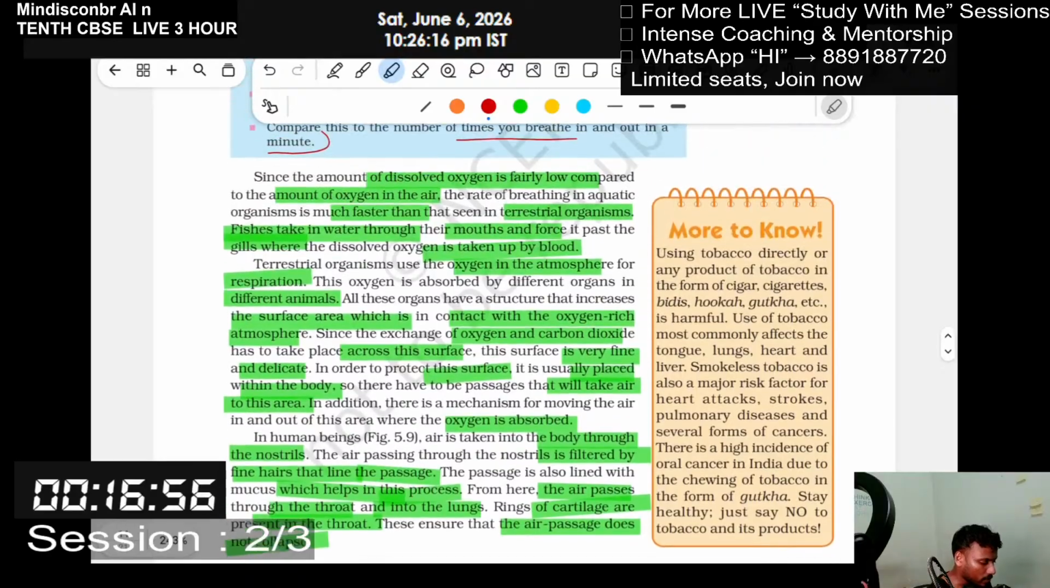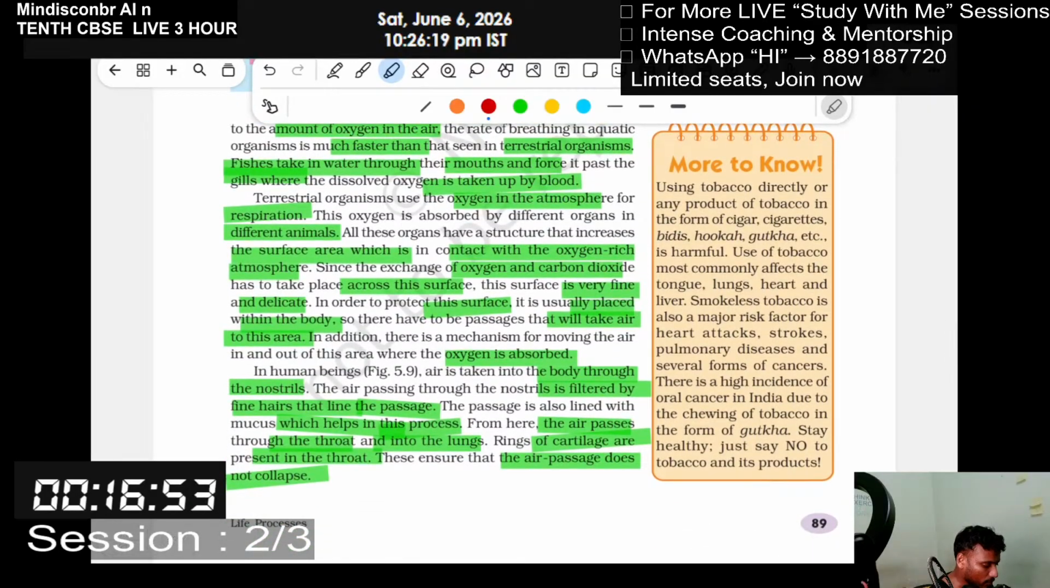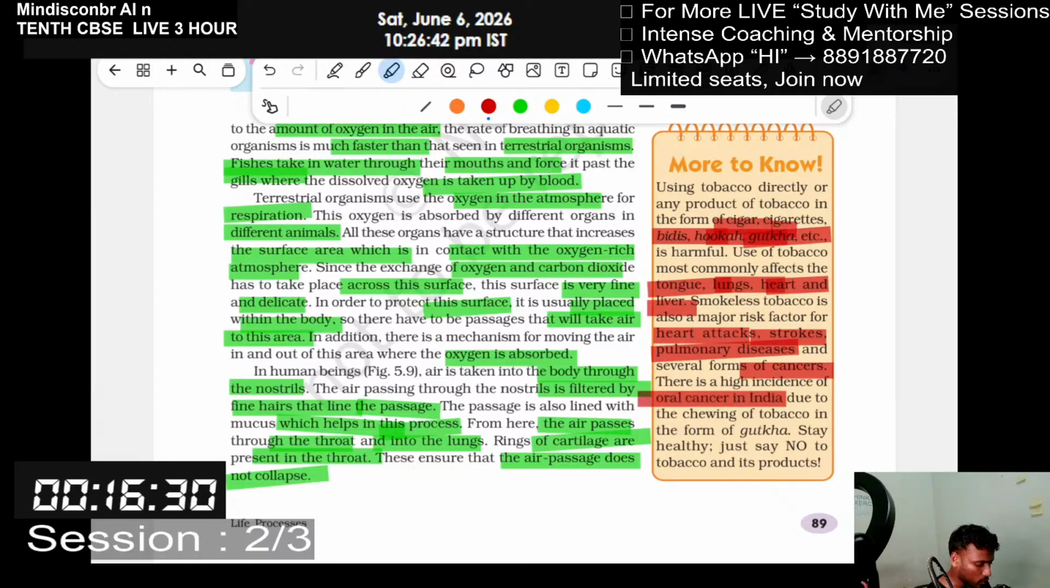Use of tobacco directly or any product of tobacco in the form of cigarettes, beedis, hookah, gutka, etc. is harmful. Use of tobacco most commonly affects the tongue, lungs, heart and liver. Smokeless tobacco is also a major risk factor for heart attacks, strokes, pulmonary diseases and several forms of cancers. There is a high incidence of oral cancer in India due to the chewing of tobacco in the form of gutka. Stay healthy. Just say no to tobacco and its products.